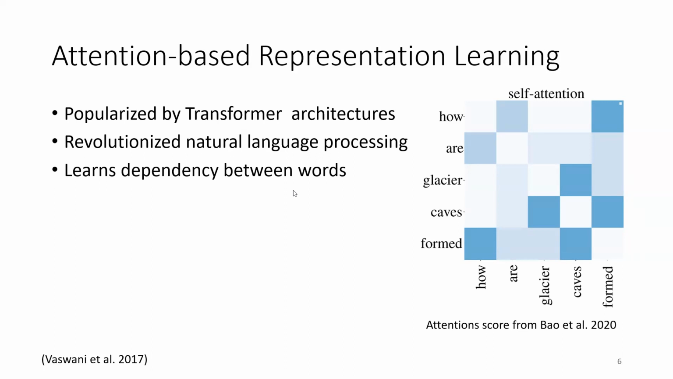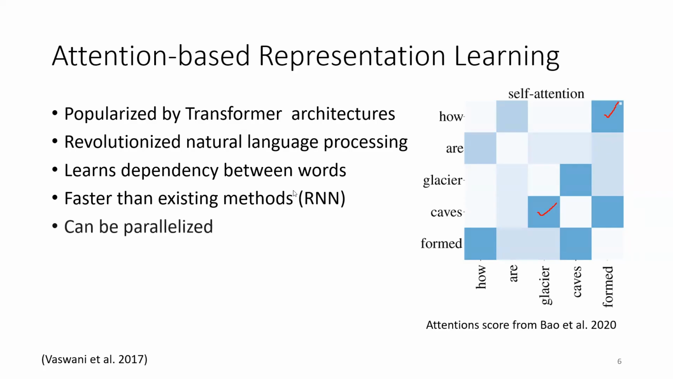In the case of an NLP model, we're trying to learn the representation of the word how. The model knows it is dependent on the word formed. Similarly, caves and glaciers. Attention provides a faster way to compute dependency than existing models like recurrent neural networks. And these computations can be parallelized. So let's see how attention works.